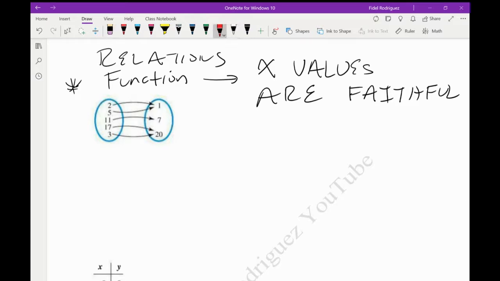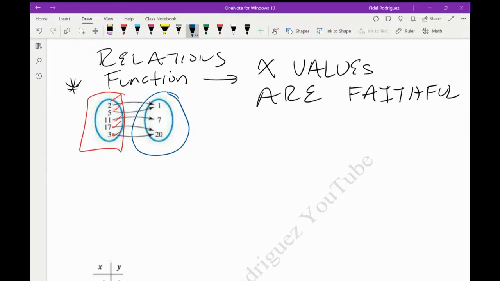So if you notice here, look, 2 hooks up with 1, so 2 is not cheating. 5 hooks up with 1, 5 is not cheating. I know that you might say, well, look, 1 is cheating. That's okay. For functions, the people that have to be faithful are the people in the domain, okay? So 2 is good, 5 is good, 11 is good, 17 is good, and 3 is good. These people here cannot cheat in order for this thing here to be a function. These guys over here, yeah, they can hook up with multiple people.